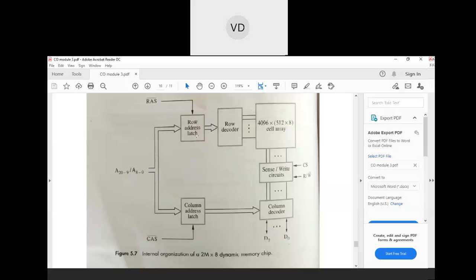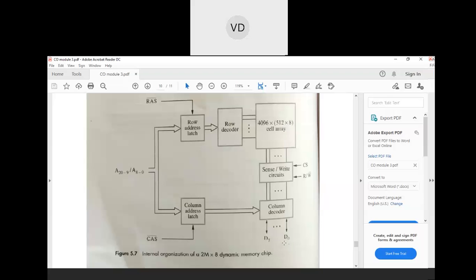So when the RAS signal is generated, that time the row address will be latched into this block. This row address will be given to the row decoder. So when the row decoder decodes that row address, that particular complete row will be selected. Now I have selected the row, but in a row, how many cells are there? There are 4096 cells. But out of 4096 cells, I want only the data from D0 to D7.